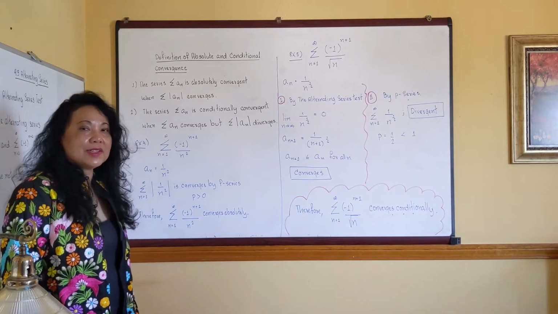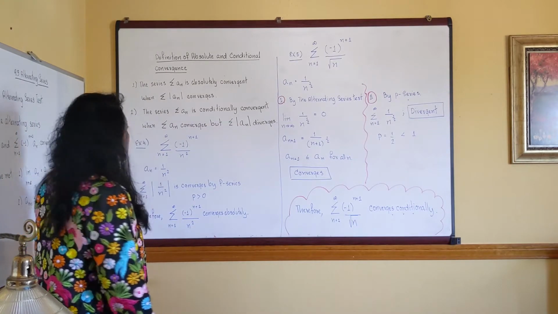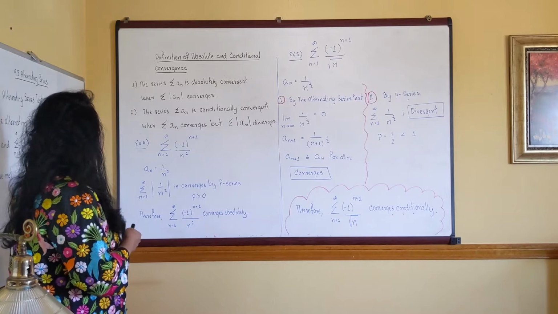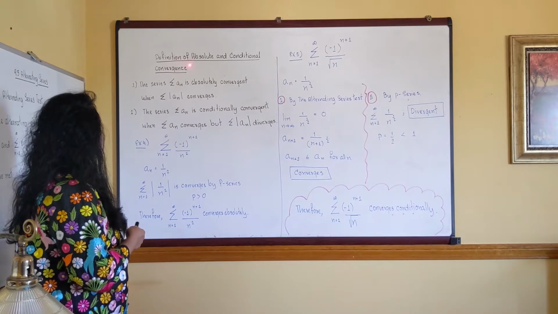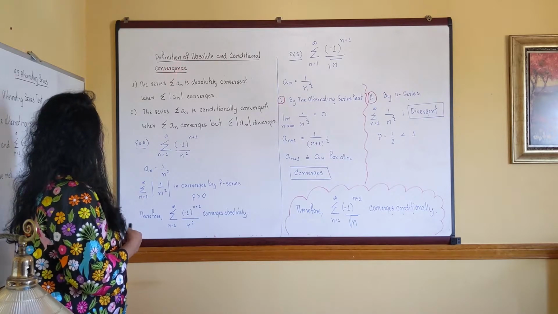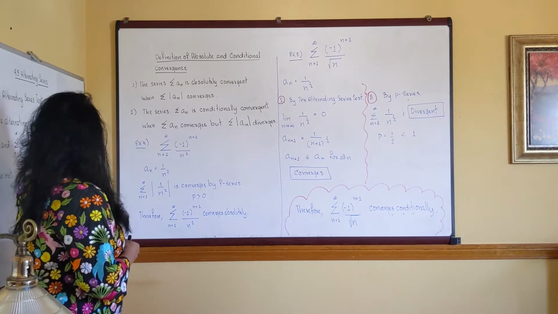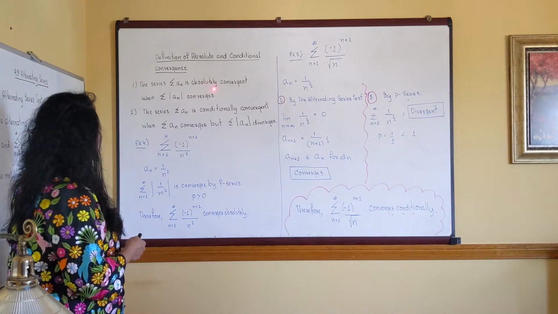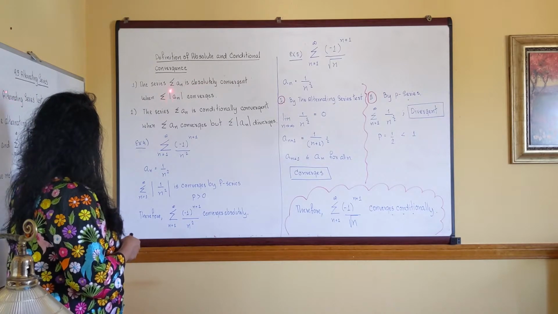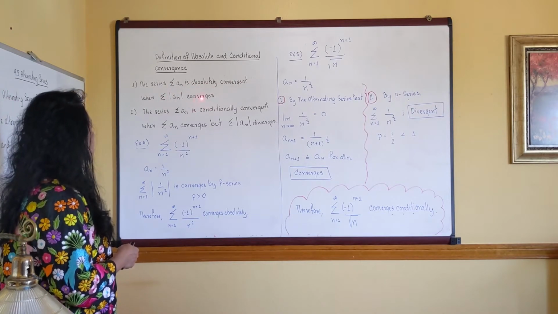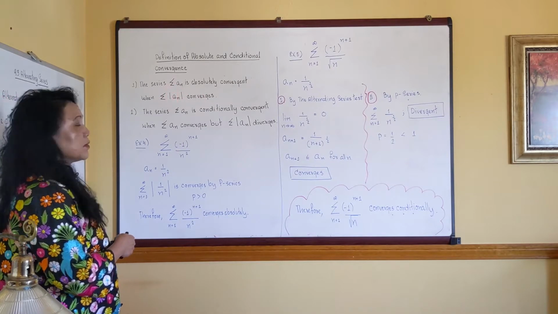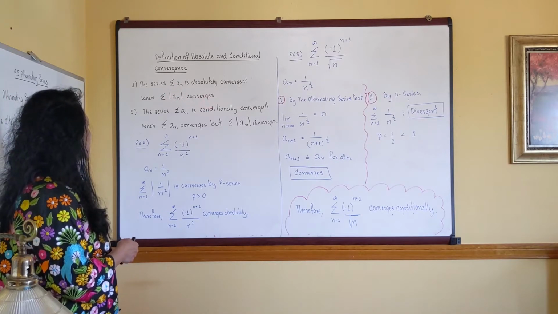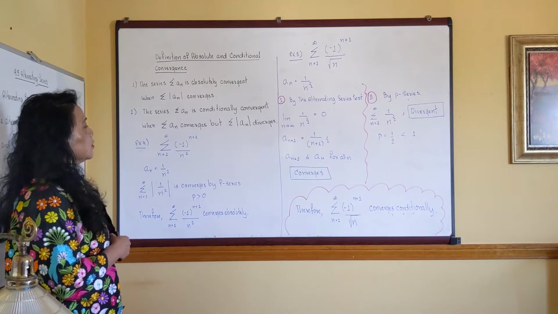Alright, let's look at our last section of 9.5. This is the definition of absolute and conditional convergence. Let's look at the first one. The series sigma a sub n converges absolutely when sigma absolute value of a sub n converges. So if you can put in the absolute value and prove that it converges, then it converges absolutely.